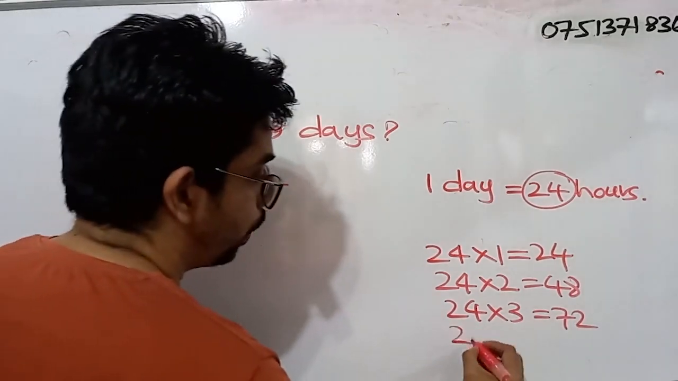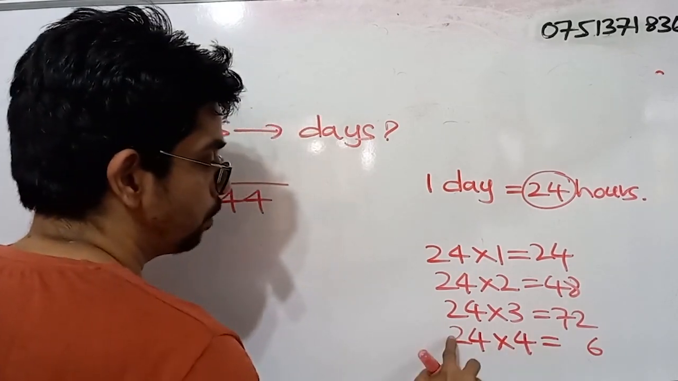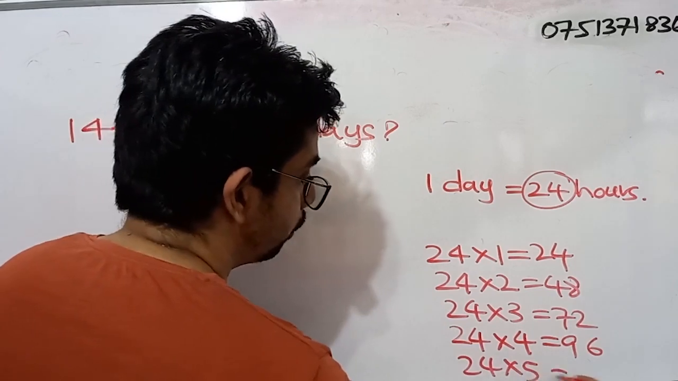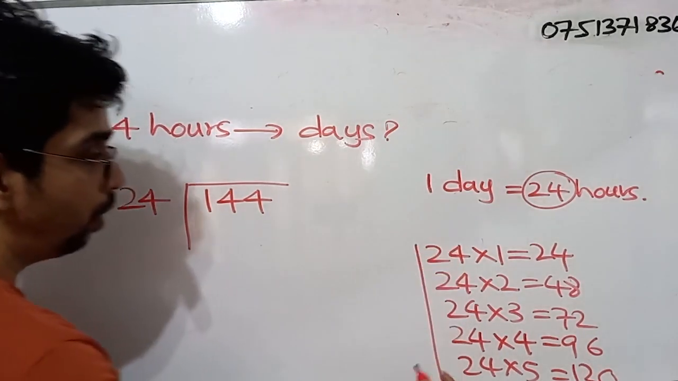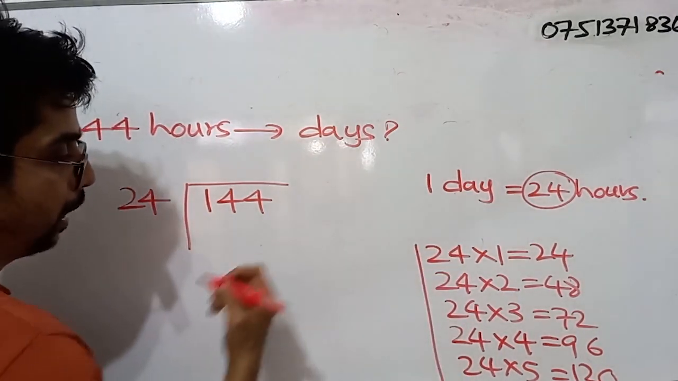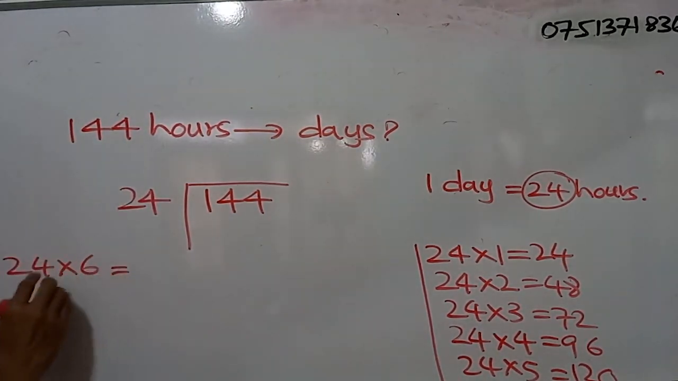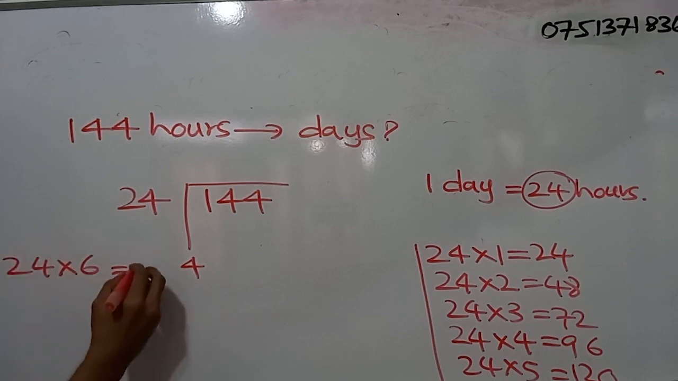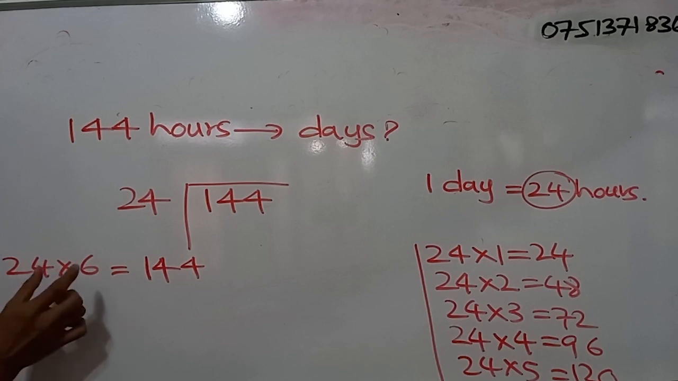So we will check. 24 times 4: 4 times 4 is 16, 4 times 2 is 8, and adding the 1 it becomes 9. 24 times 5 will be 120, right? So we will go one more and take 24 times 6. 6 times 4 is 24, 6 times 2 is 12, and adding the 2, this becomes 144.